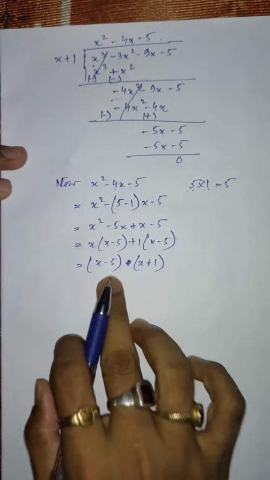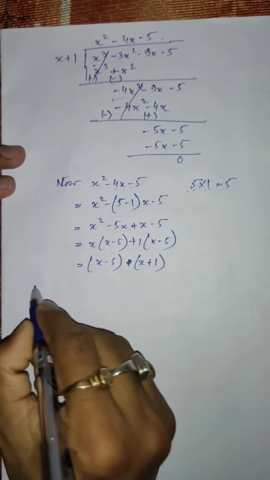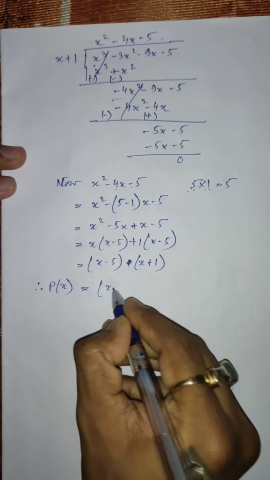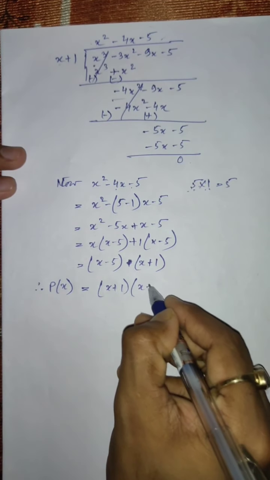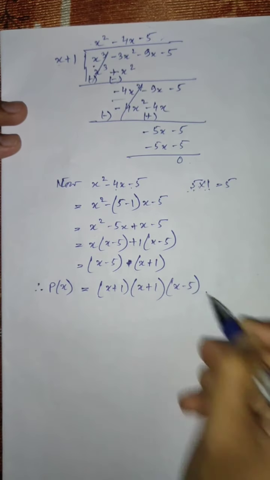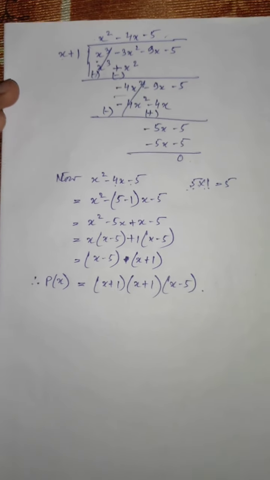Now see, you have got another two factors. Therefore p(x), the original polynomial, has factors x plus 1, x plus 1, two factors are the same, and another is x minus 5. This way we can factorize the polynomial.